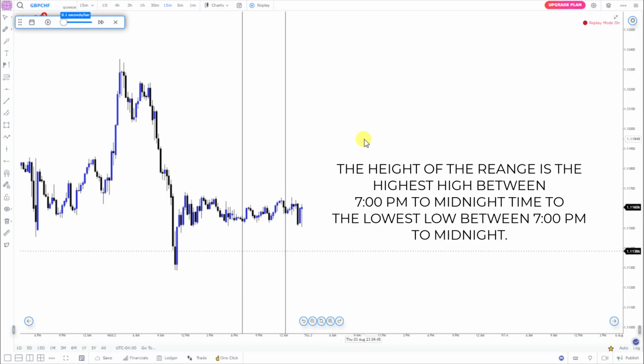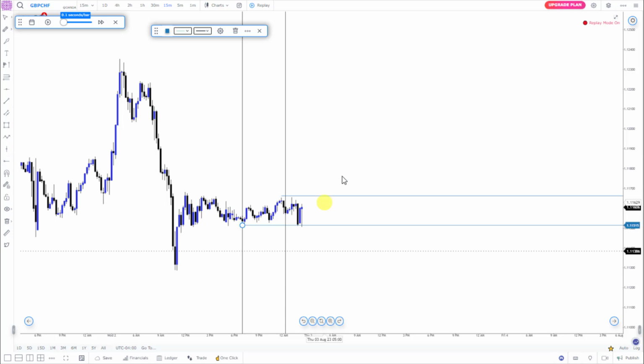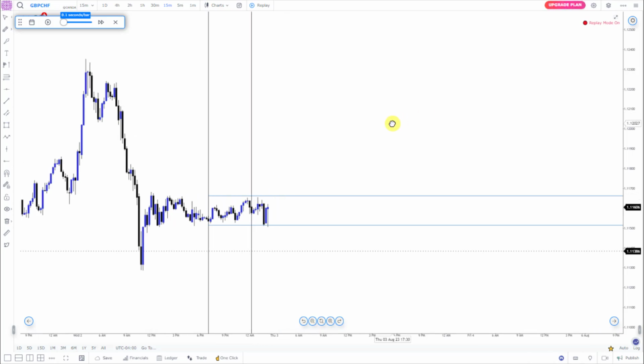Now the high of the range is the highest high between 7 p.m. to midnight, and the low is the lowest low between 7 p.m. to midnight. What I'm simply saying is that the high of the range is the highest high during the specified time. If you come to this area right now, you see the highest high right here. So this is the high of the range, and the lowest low is the low of the range. If you come right here, this is the lowest low of the range. So this is the high and the low of the range. This is the way you're going to do it: map out the highest high of the range and the lowest low of the range.